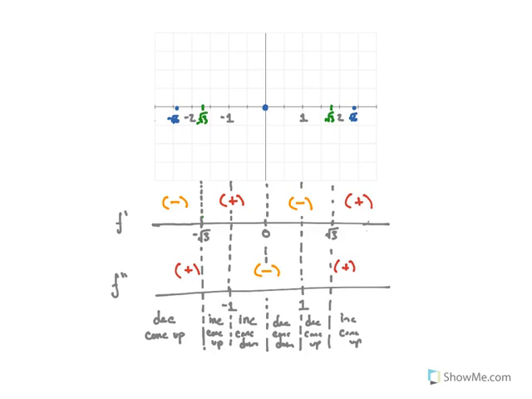So decreasing concave up is going to look like this. Increasing concave up is going to look like this. Increasing concave down, decreasing concave down, decreasing concave up, increasing concave up. And we're just going to put those shapes, connecting the dots in a nice way, going through those points that we need.